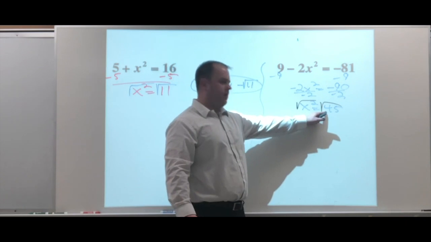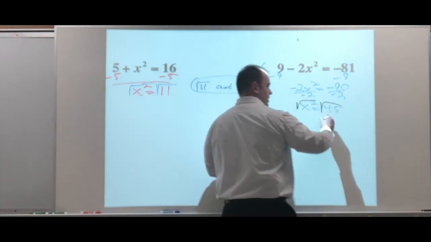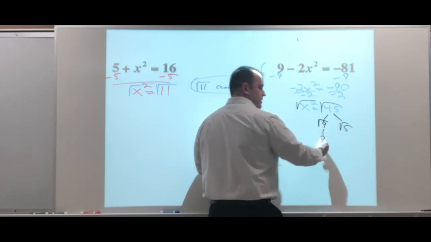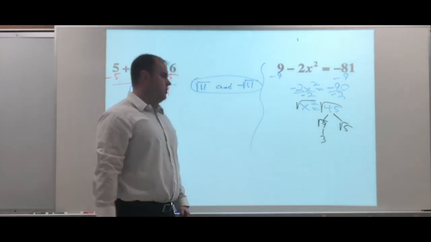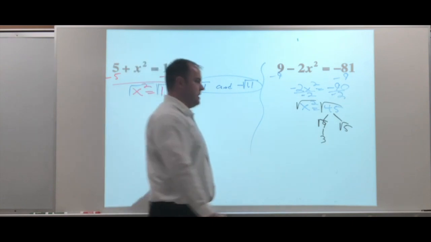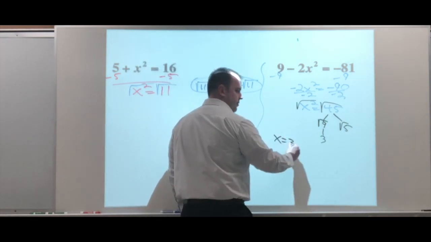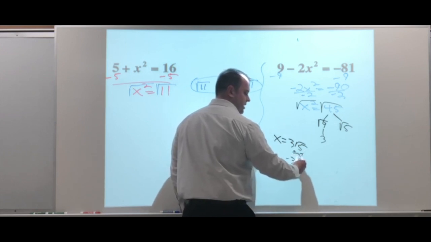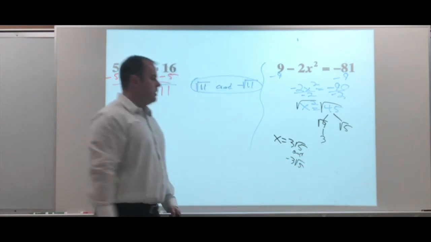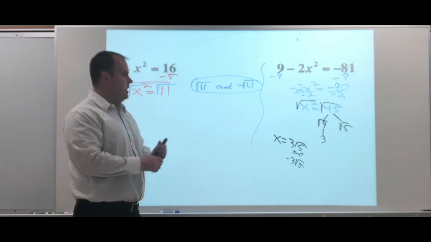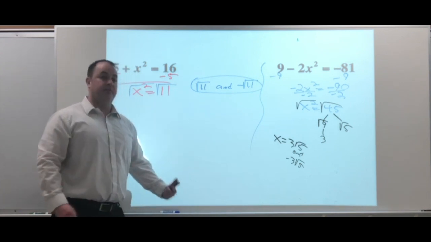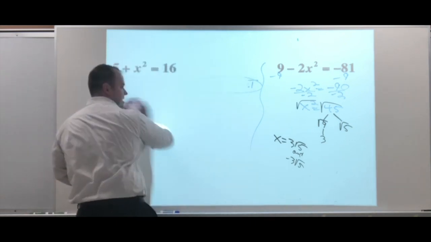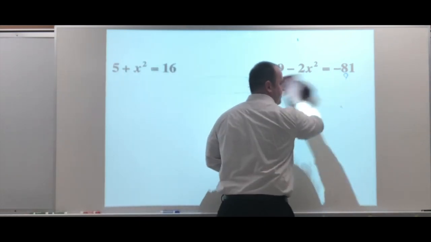Now this time, square root of 45, you can do a factor tree. Square root 9, square root 5. The 9 goes to a 3. So the faster you can do your factor trees, the easier this is going to be. X equals 3 square root of 5 and negative 3 square root of 5. Okay, so there's our two answers for that. So if you can simplify it, you have to simplify it. I think there's one more example I'd like to show you in this video.